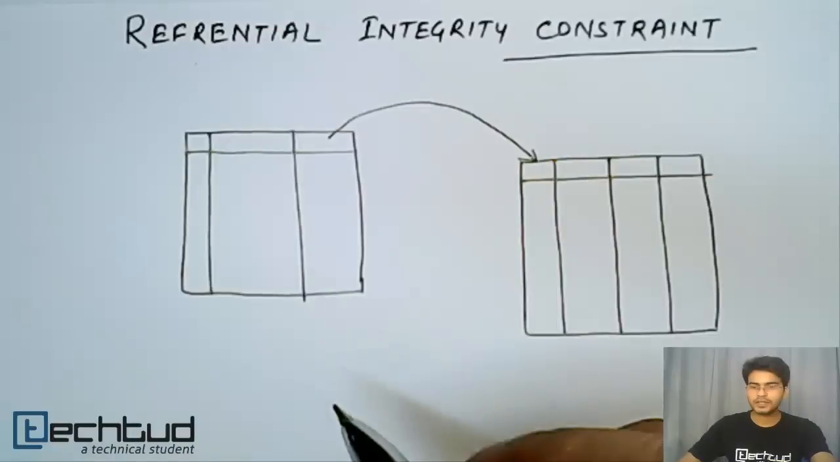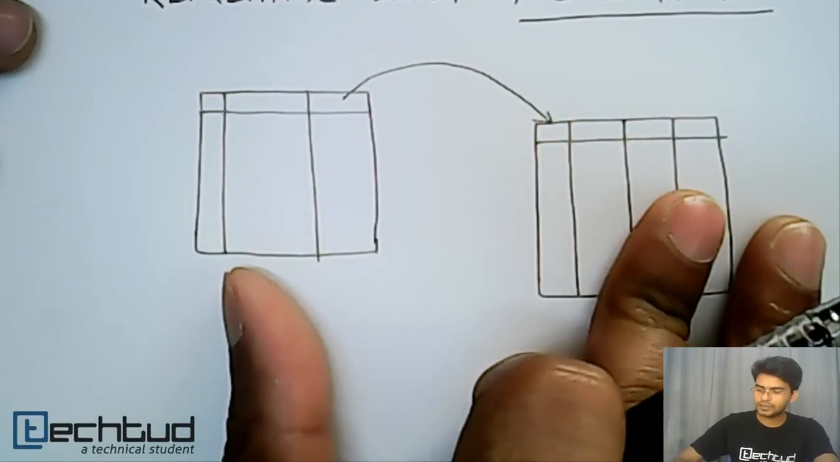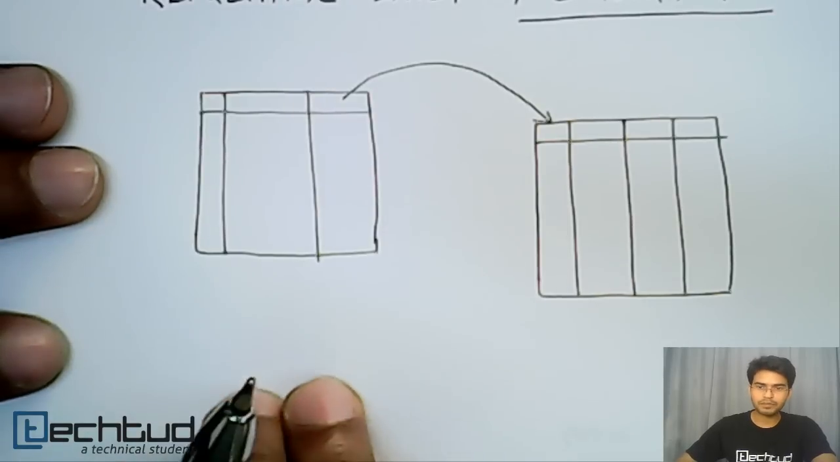We have already understood what is foreign key. In this lecture, we will understand what is referential integrity constraint. So, we understand that foreign key is a key which establishes relationship between two tables. But this is not necessary always. We can have relationship in a same table.